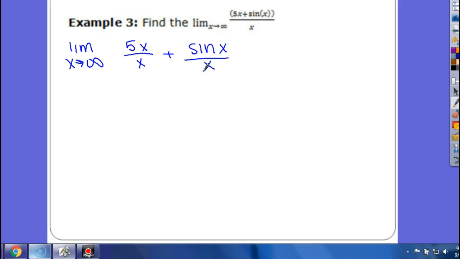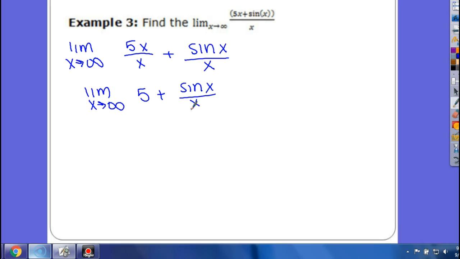What happens now to 5x over x? It turns into 5. So you have the limit as x approaches infinity of 5 plus sine of x over x. What did we just say about the limit as x approaches infinity of sine of x over x? We just did it, in the previous example. It's 0. So the limit as x approaches infinity of sine of x over x is always 0.